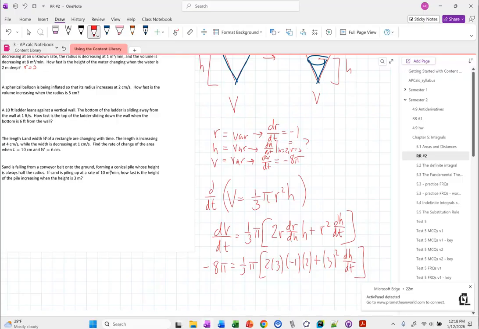Quick question, why can't I plug in the h equals 2 and the r equals 3 before I differentiate? Because they're not constants. Exactly right. If I'm given a value of a variable, I can't plug that value in until after I've done the differentiation, because it's not a constant. If I plug it in before the differentiation, it just zeroes out. That ain't right. Does that feel okay?